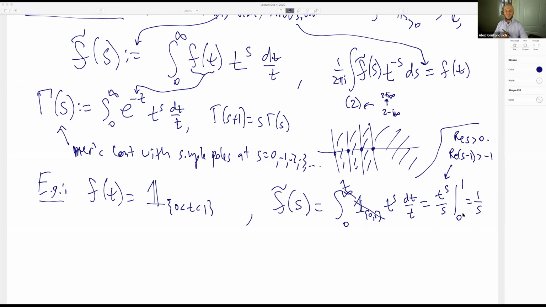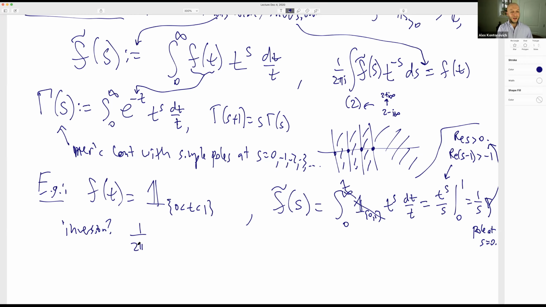Does that make sense? And let's check the inversion formula. So again, you see why we need the real part of s to be bigger than 0. This has a pole at 0. So in order to evaluate this integral, we need the real part of s to be bigger than 0. But of course, it also has meromorphic continuation everywhere except 0. What about the inversion formula?